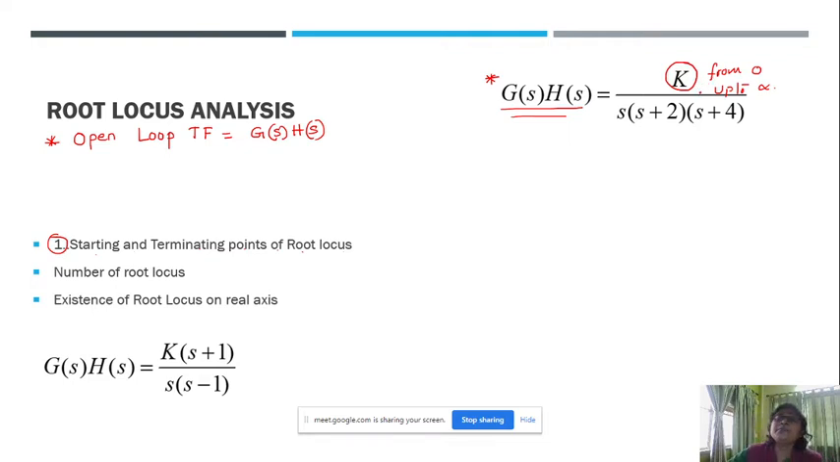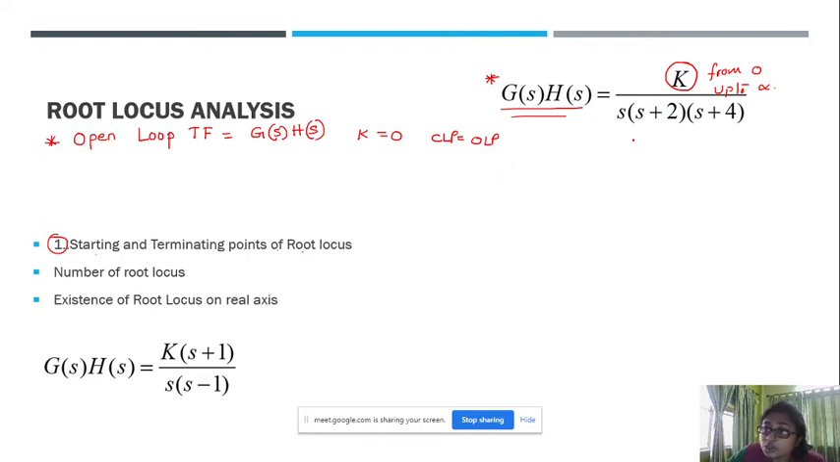Now, from our previous discussion, we know that when k is 0, the closed loop pole of the system is equal to the open loop pole. So, when k is 0, closed loop pole equals open loop pole. Okay. So, what are the closed loop poles at that time?